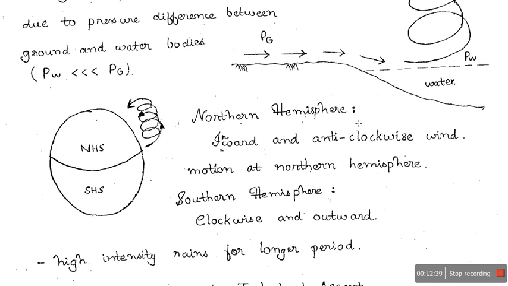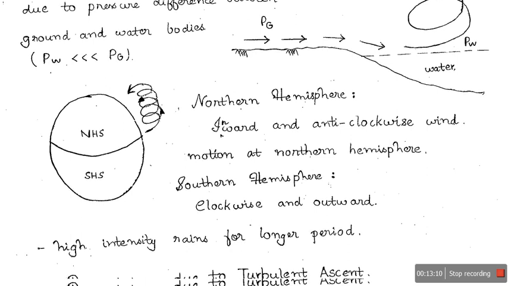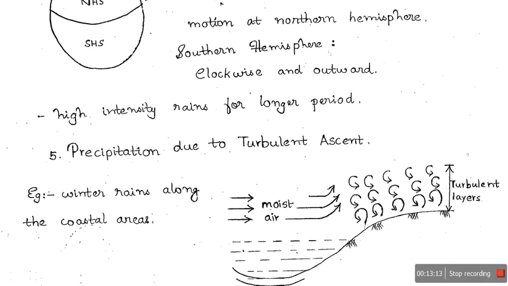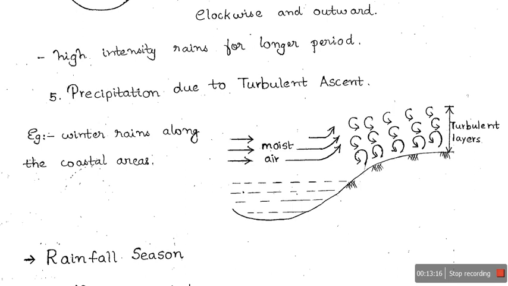In the northern hemisphere, we all know the globe is divided into the northern hemisphere and the southern hemisphere. For a cyclone to happen in the northern hemisphere, the wind motion should be inward and in the anti-clockwise direction, and in the southern hemisphere it should be in the clockwise direction. Precipitation due to turbulent ascent: winter rains along the coastal areas are an example of this.